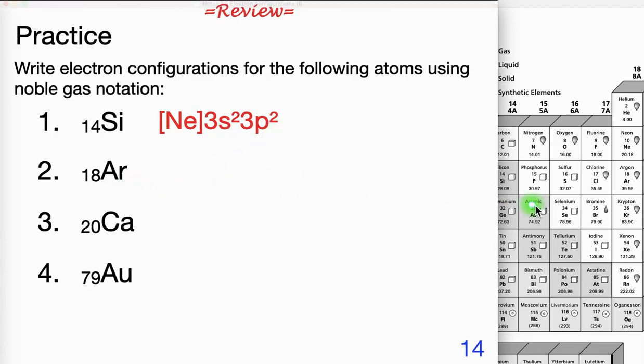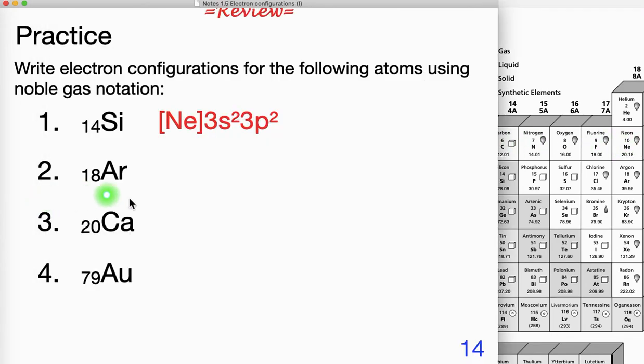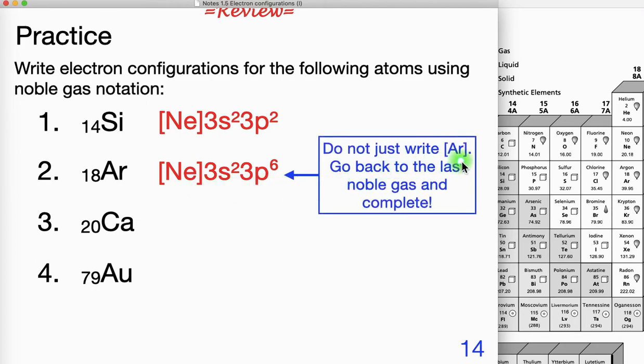Argon, now argon is in fact a noble gas. In the case that you have the electron configuration of a noble gas, we would always go backwards to the last noble gas and pick up the story from there. So it would be neon, 3s2, 3p6. Okay. Do not just write argon. Go back to the last noble gas and complete. Now this will be more relevant in our next lesson, when we talk about electron configurations for ions.